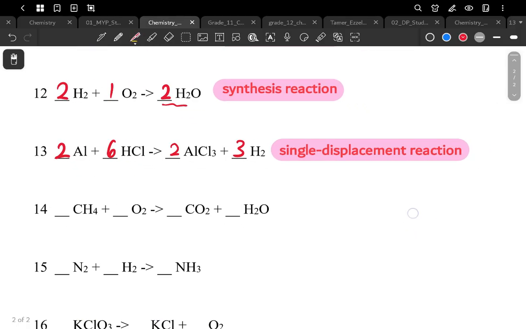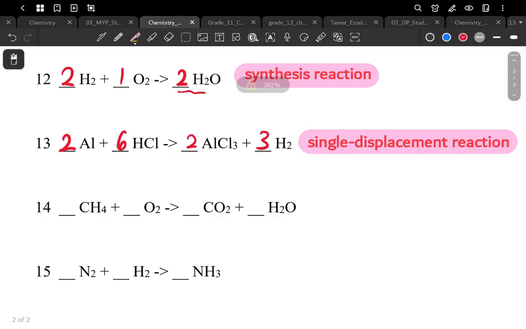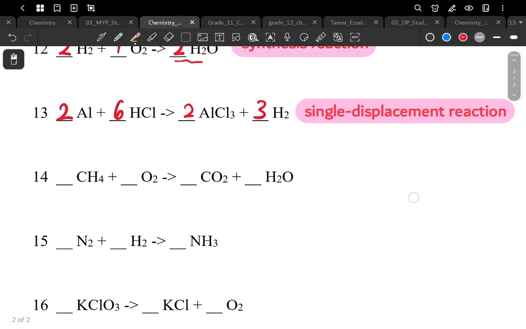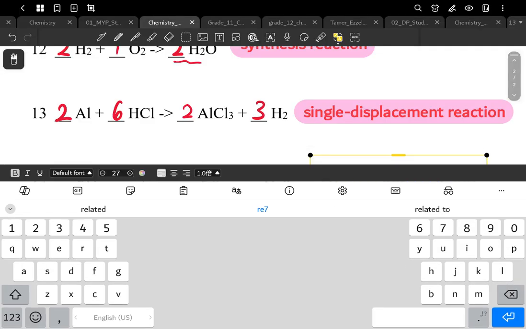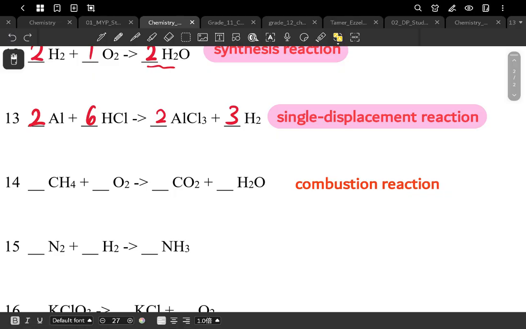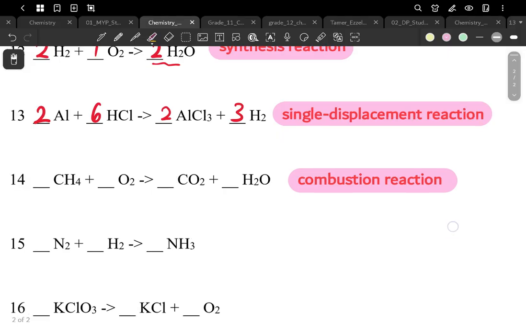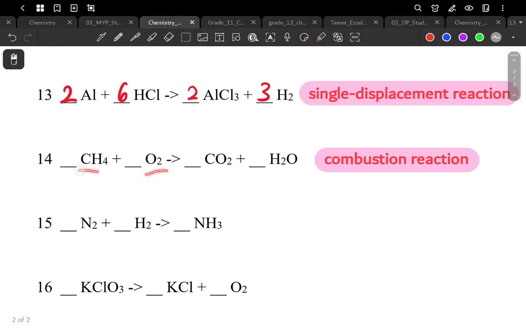Methane reacts with oxygen to form carbon dioxide and water. This is a combustion reaction. This is a burning reaction, producing carbon dioxide and water. Combustion means burning. I told you before, oxygen burns the methane to produce carbon dioxide and water.